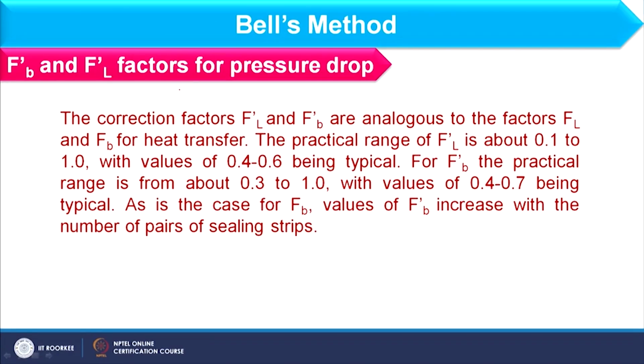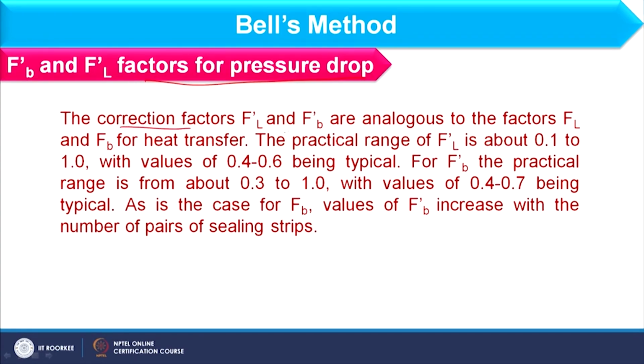The reason is very simple: whatever CS, CT or NS you have considered in heat transfer coefficient calculation, the same will be applicable for pressure drop also, because for pressure drop the geometry should not be different than that considered in heat transfer calculation. In that way we can consider the leakage correction factor for pressure drop. Now, we have FB dash and FL dash factors for pressure drop, and here we are going to understand the range of these factors.